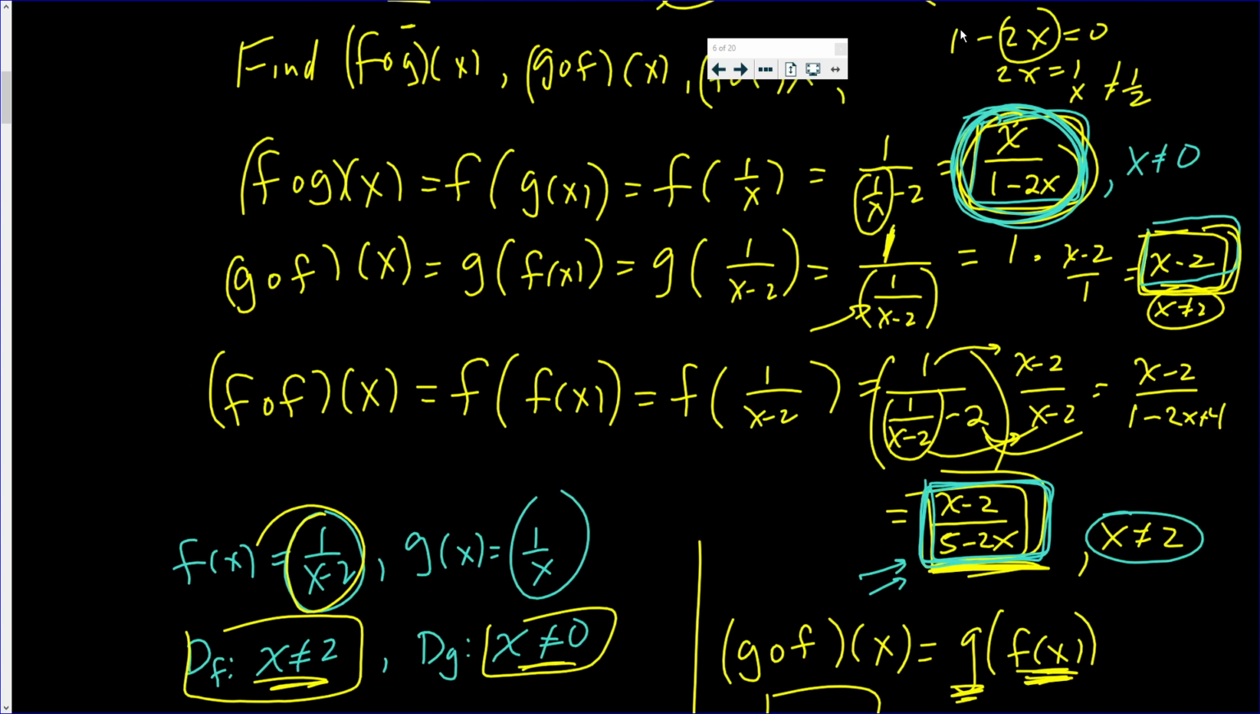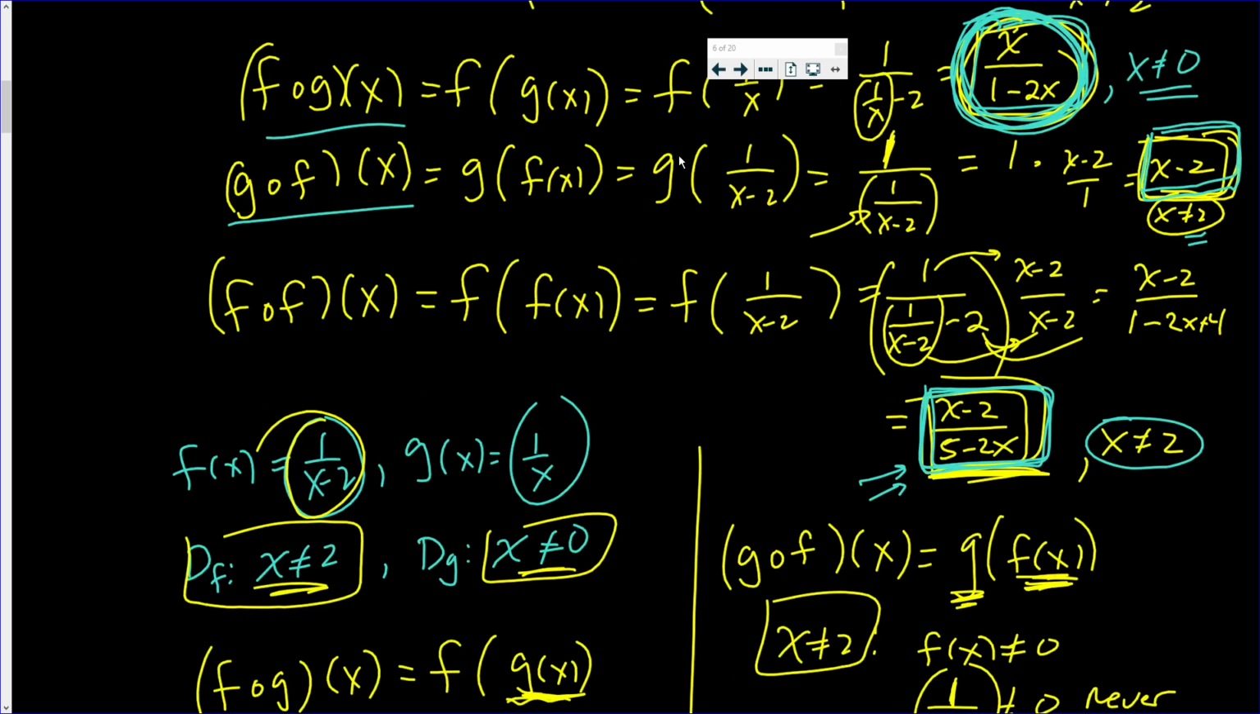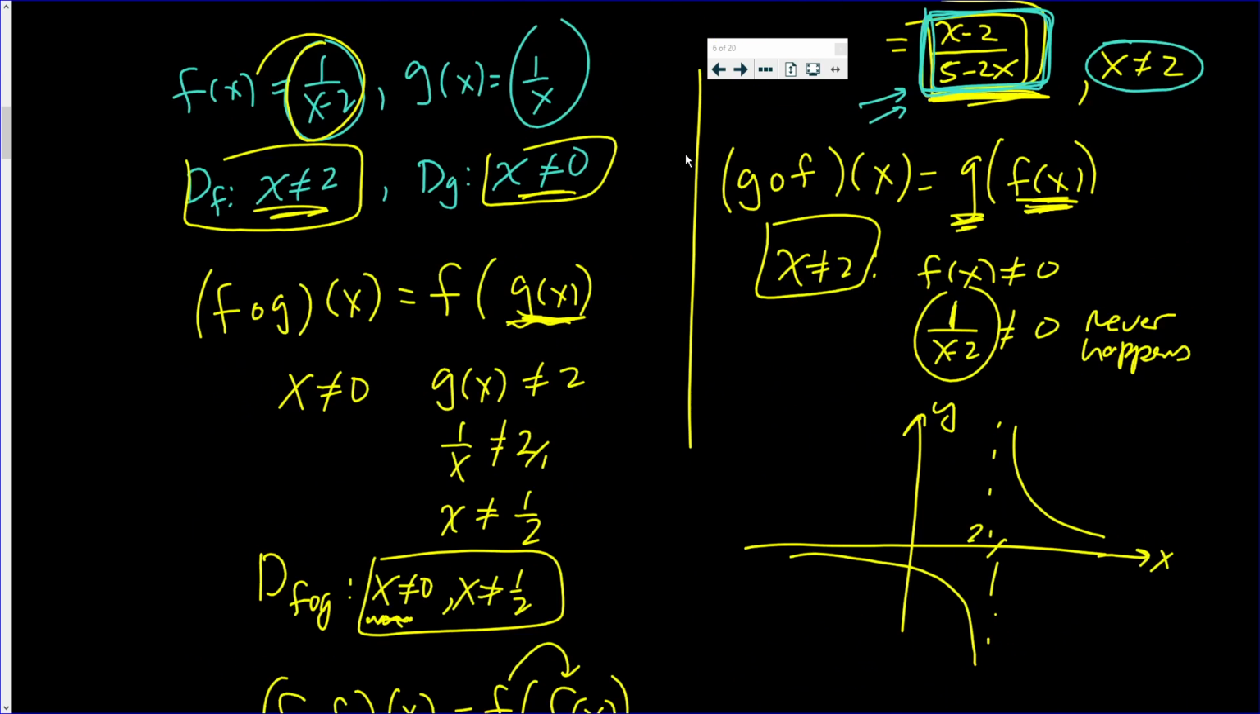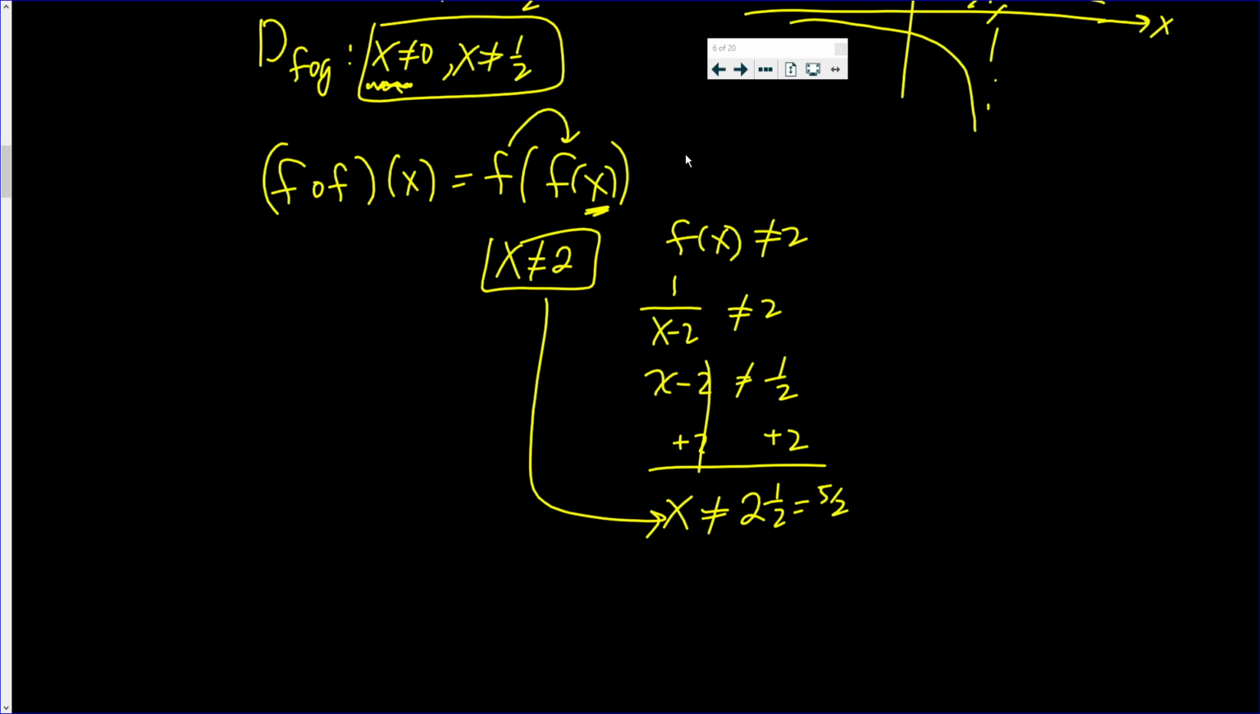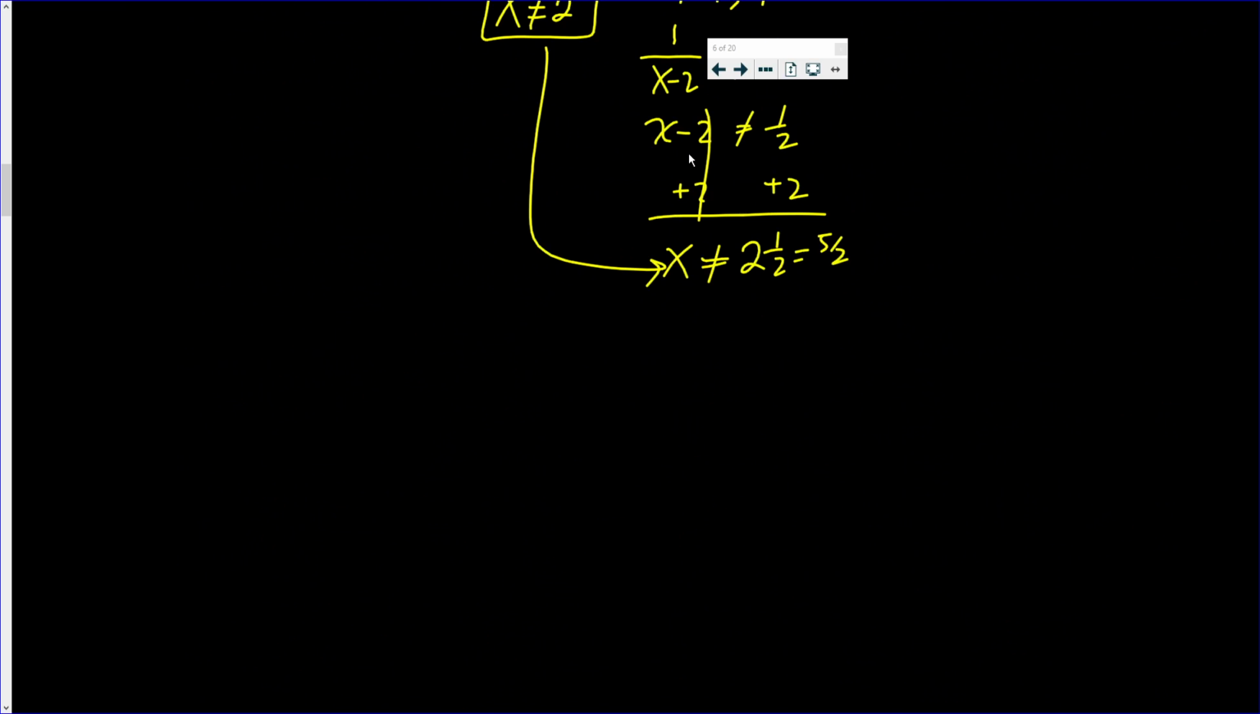We can't use g circle f of x, that is, we can't use that rule when x is 2. For the f circle g function, we can't use this rule when x is 0. Okay, the domain is not easily found. You have to look at what you're taking f and g of.